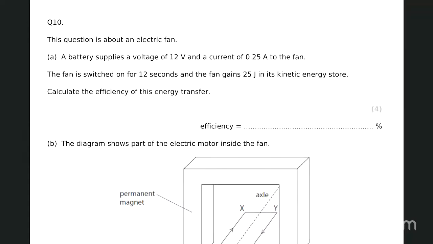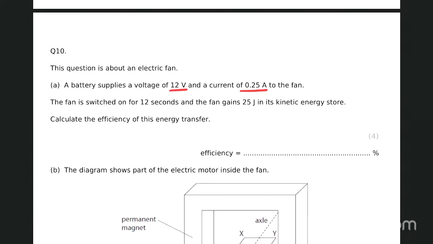Okay, so a battery supplies a voltage of 12 volts at a current of 0.25 amperes to the fan. So which means you have the voltage and current. You can calculate the power value. The fan is switched on for 12 seconds and the fan gains 25 joules in kinetic energy. Calculate the efficiency of this energy transfer.